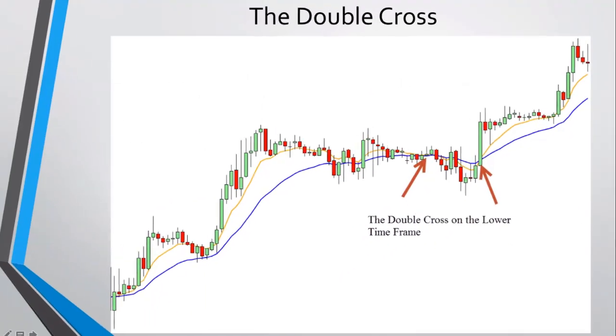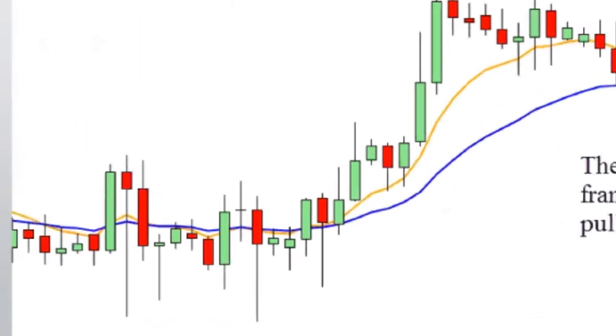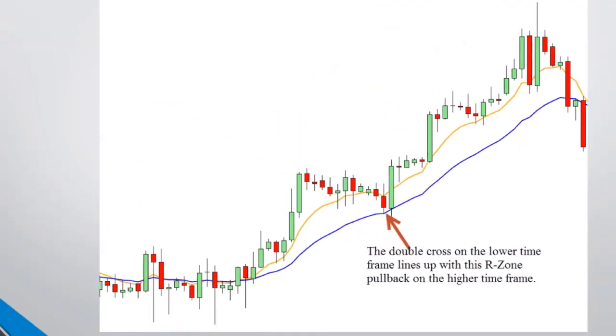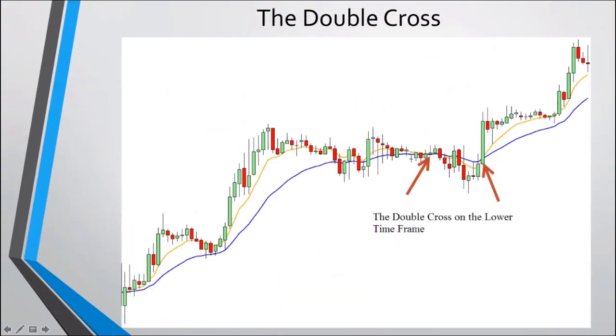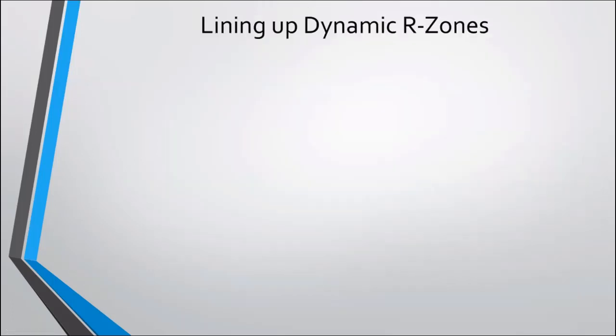What did that look like on the higher time frame? Here's what it looked like on the higher time frame. It broke out of consolidation, started trending up, came back to the R zone on the next higher time frame, and then moved up. So on that lower time frame, on this one, you had this consolidation where the moving averages crossed back and forth. Higher time frame, it just returned to the bottom of the rotation zone and then moved back up. That's the kind of thing we were looking for when we talk about a double cross.